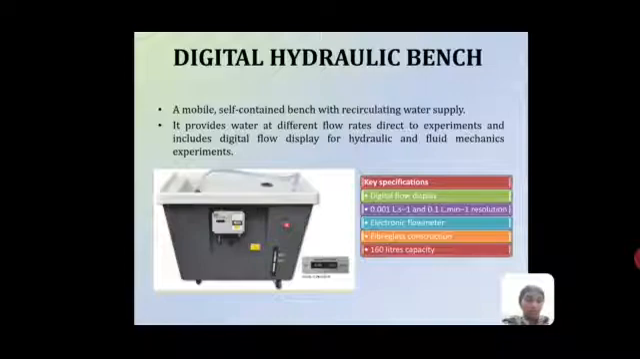Here, the key specifications for this digital hydraulic bench are also mentioned. As I said earlier, there is a digital flow display, and the resolution varies from 0.001 to 1, with a minimum of 0.1 to 1 liter resolution. It is also an electronic flow meter. It is made of fiberglass and the capacity of this bench is 160.